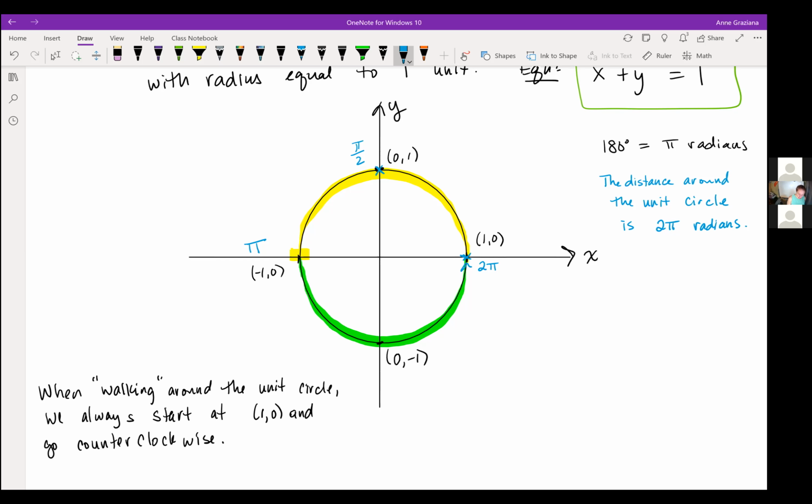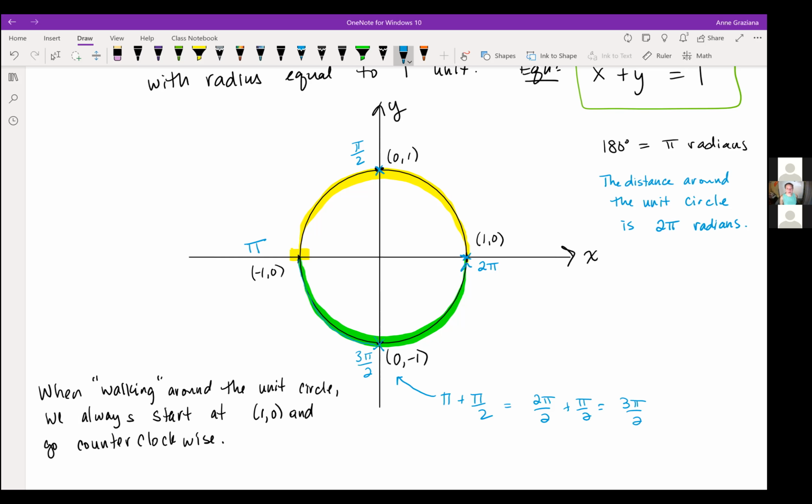Then I'm traveling to pi over 2, then I get to pi, and this distance here is another pi over 2. So this part right here is going to be pi plus pi over 2. If I look at the distance, I go pi units and then pi over 2 more. That's going to be 2 pi over 2 if I get a common denominator, plus pi over 2, which is 3 pi over 2. So this is 3 pi over 2.